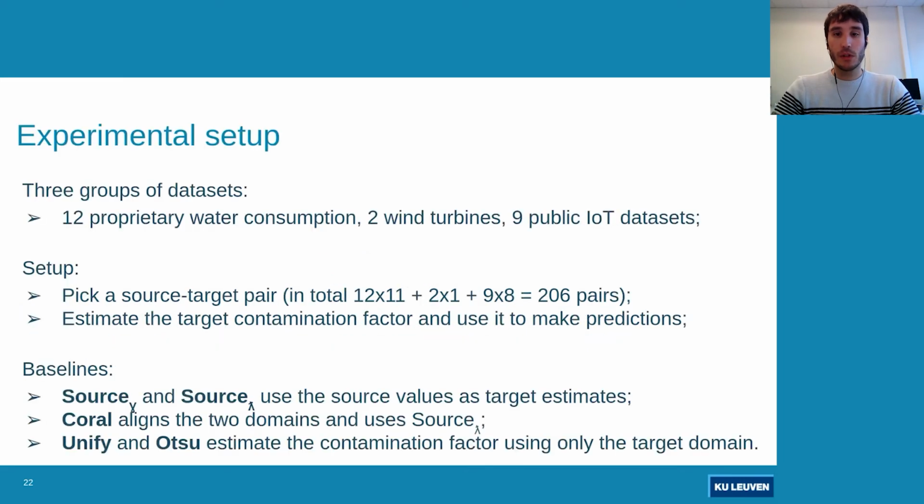For this analysis, we consider 3 groups of datasets: 12 proprietary datasets on retail stores about water consumption, 2 wind turbine datasets, and 9 public IoT datasets. We consider all the possible pairs within the same group, and we do not transfer the contamination between unrelated domains, say, for example, between a store and a wind turbine, because it never happens in practice. We measure the mean absolute error when estimating the contamination and the F1 score for the model performance.